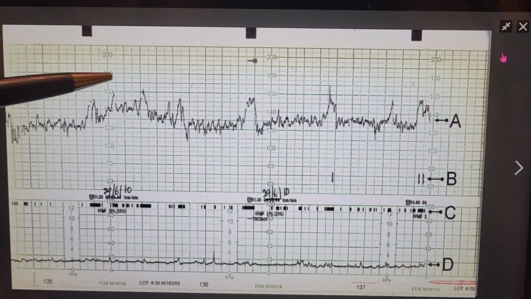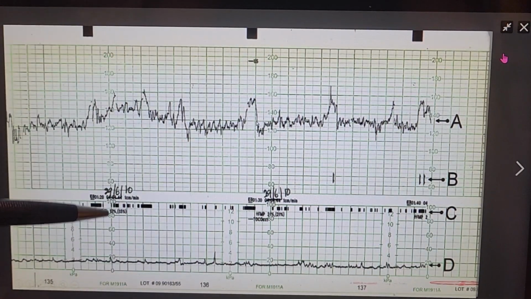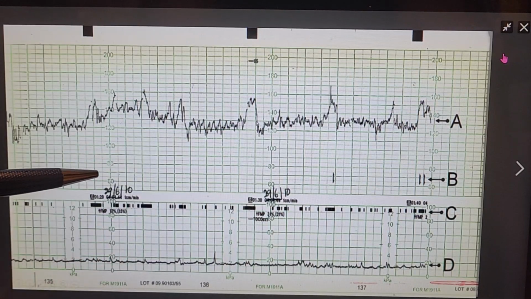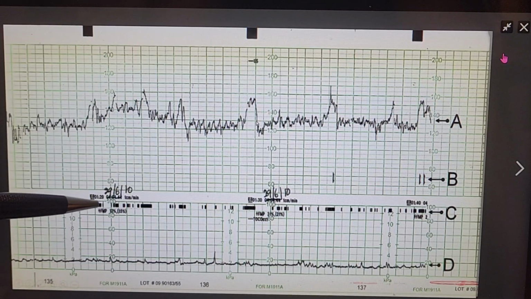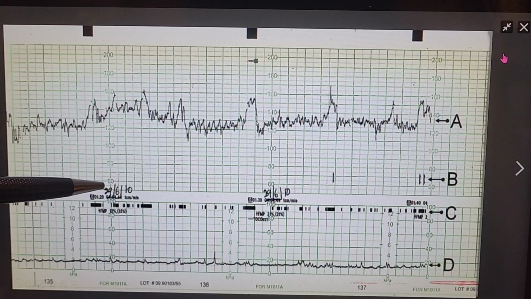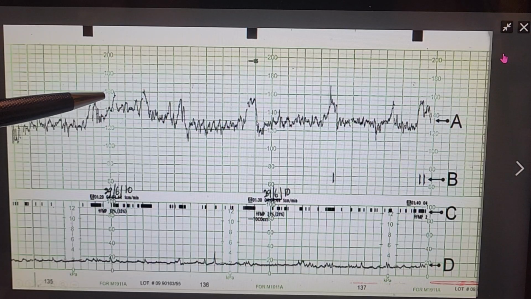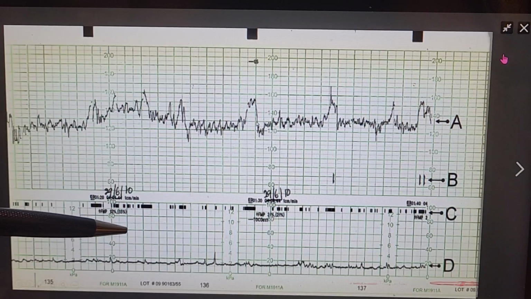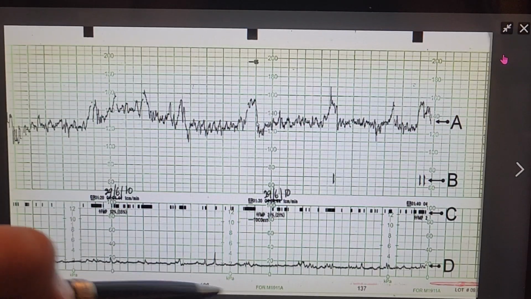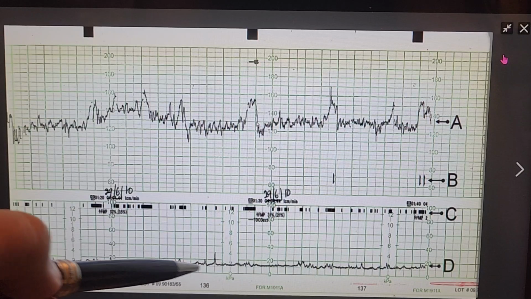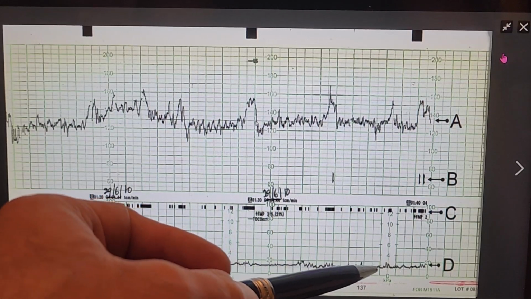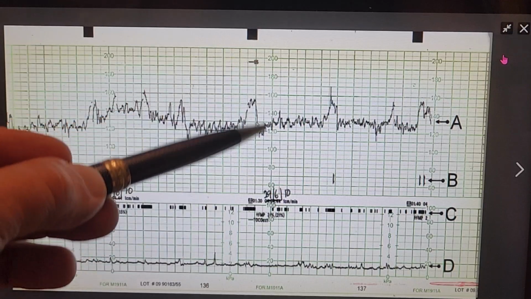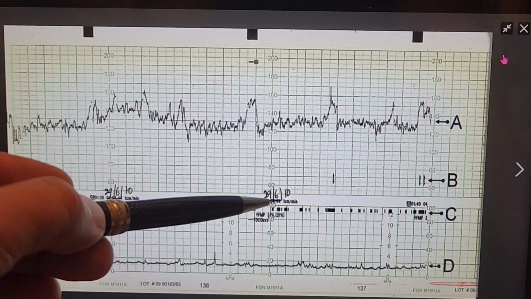Then if you look here, we have the vertical axis and the horizontal axis. On the vertical axis there are always numbers like 60, 80, 100, 120, 180, so this is basically heart rate. On the horizontal axis, we have time in seconds.